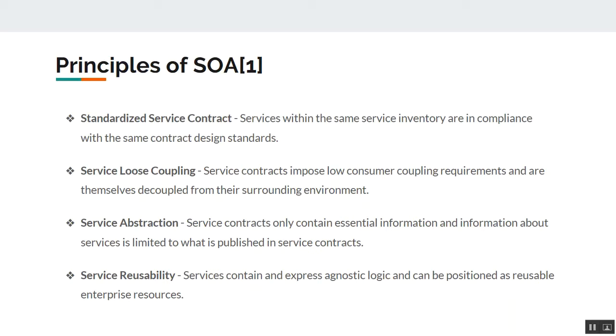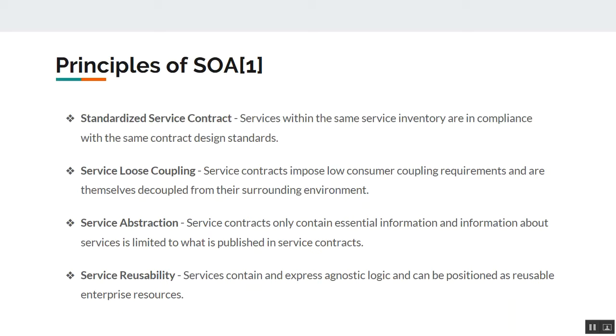And the next principle is service loose coupling, and what it says is that services should always impose lower consumer coupling requirements, and thereby they themselves could be decoupled from their surrounding environment, let's say the surrounding services. And the next principle is service abstraction. What it says is that a service contract should contain only essential information about what it is doing. For example, it should avoid saying what it is composed of or what its dependencies are.